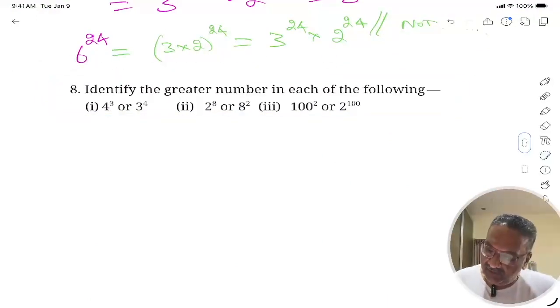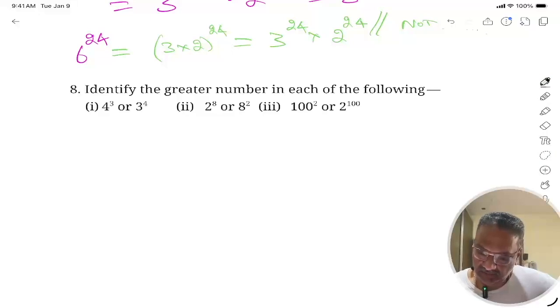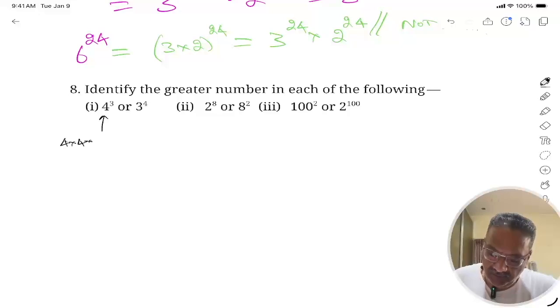See, first one. We have to make either the base the same or the exponent the same. But here it is not possible. So what we will do is expand. What is 4 into 3? 4 3s are 4 into 4 into 4, which is 4 4s are 16, 16 4s are 64. This will be 3 into 3 into 3 into 3. This is 81. So therefore, which is bigger? 3 to the power of 4 is bigger.